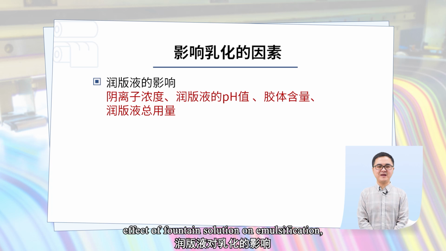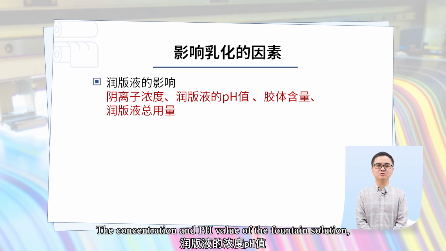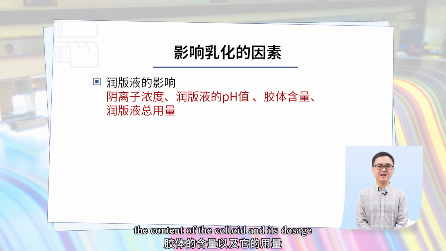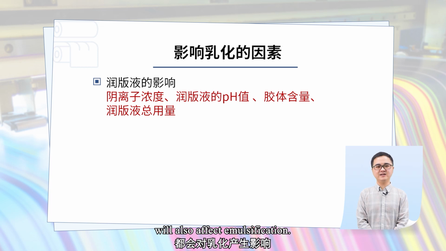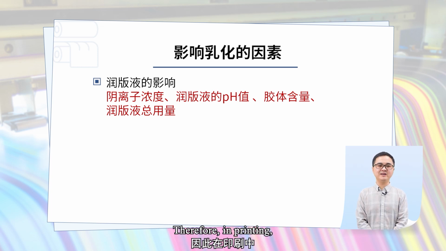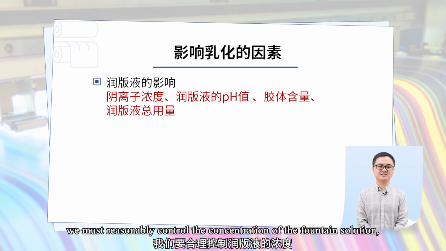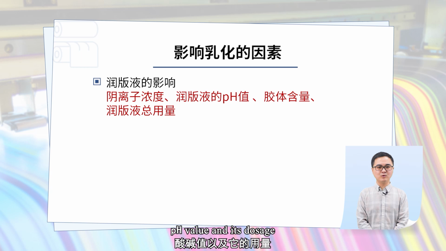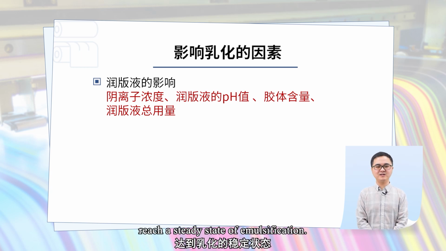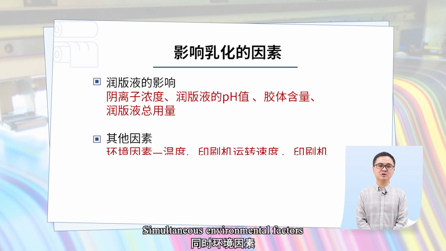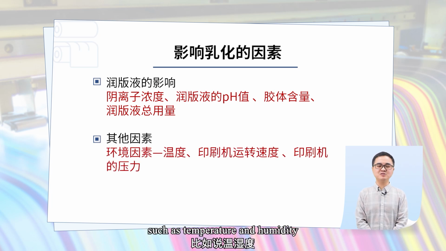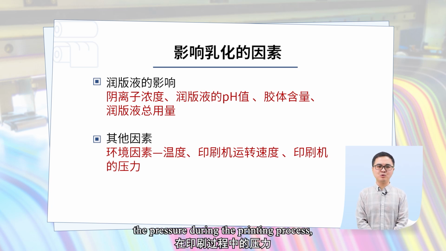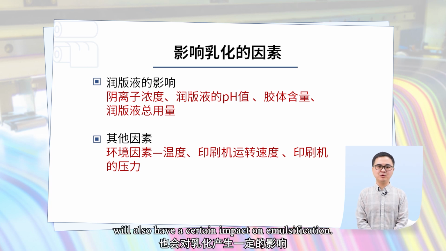Third, effect of fountain solution on emulsification. The concentration and pH value of the fountain solution, the content of the colloid and its dosage, will also affect emulsification. Therefore, in printing, we must reasonably control the concentration of the fountain solution, pH value and its dosage, to reach a steady state of emulsification. Simultaneously, environmental factors, such as temperature and humidity, and the speed of the printing press, the pressure during the printing process, these other factors, will also have a certain impact on emulsification.